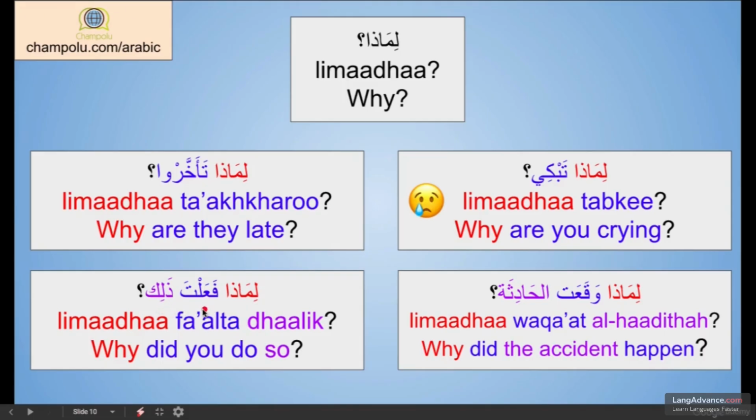So we have covered the main question words in Arabic, and we've seen some examples for them.